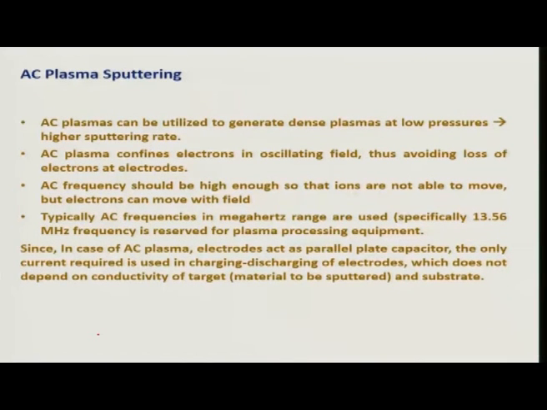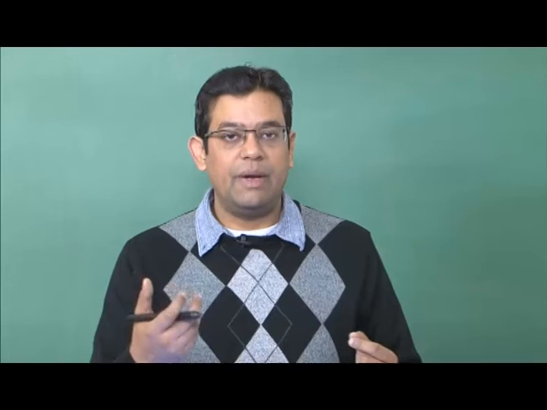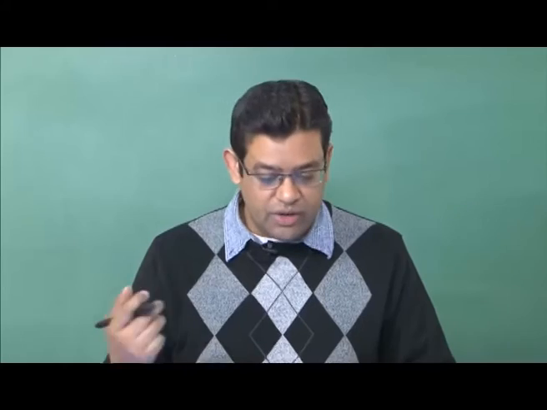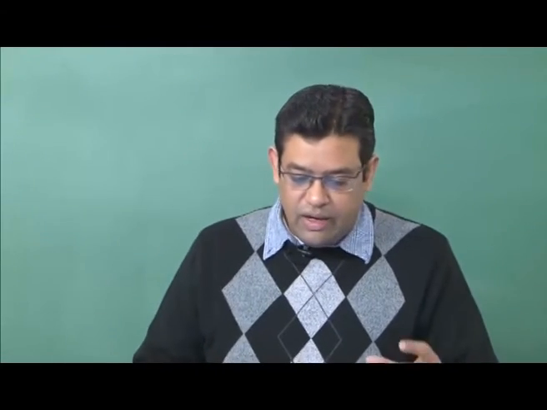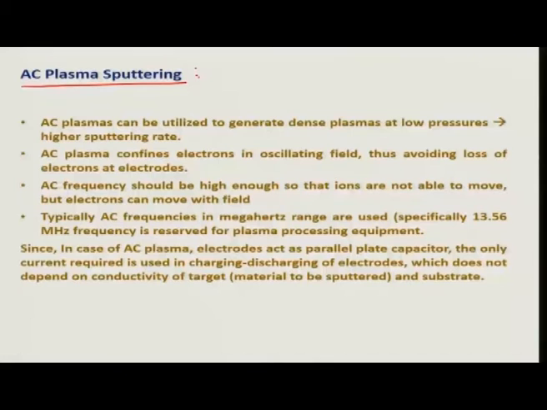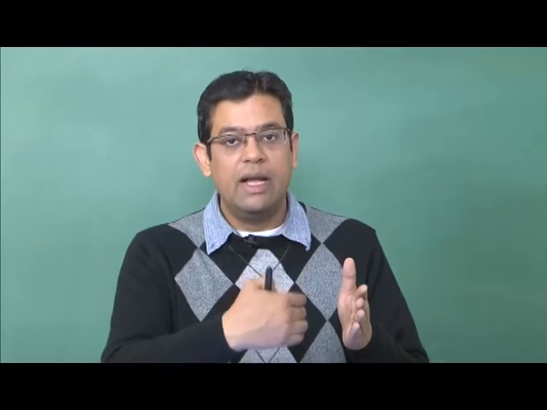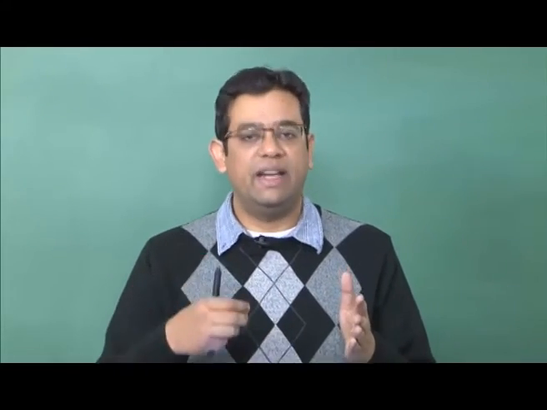We can use AC plasma for the sputtering process. How does this help? Remember, we had discussed the AC effects in the plasma, the plasma frequency and the oscillation of electrons. One of the benefits is that you can utilize AC plasma to generate dense plasmas at low pressures. And at low pressures, because there is less collision between ions, the sputtering rate would be higher, because the ions reaching the target or cathode would have higher energy.